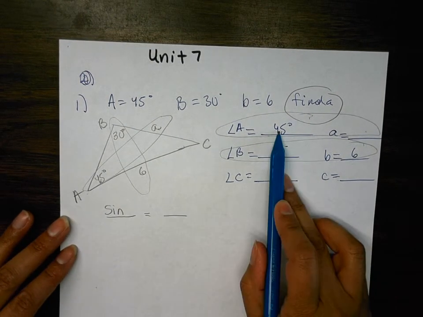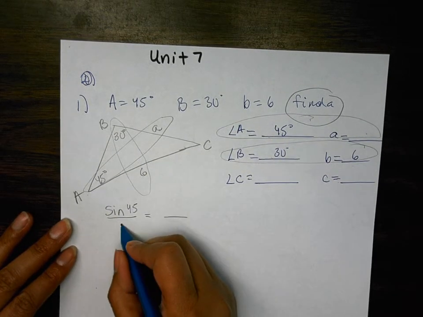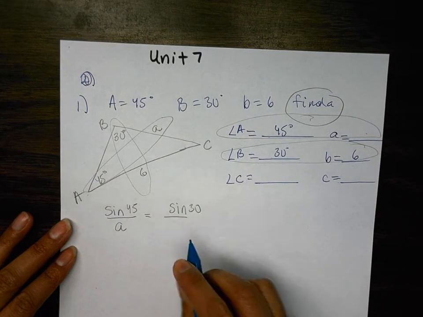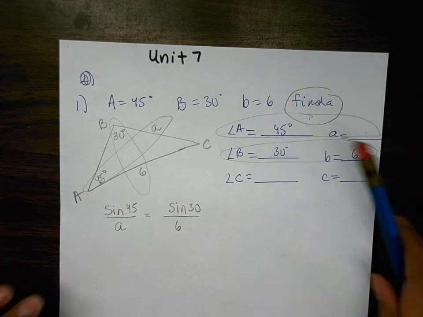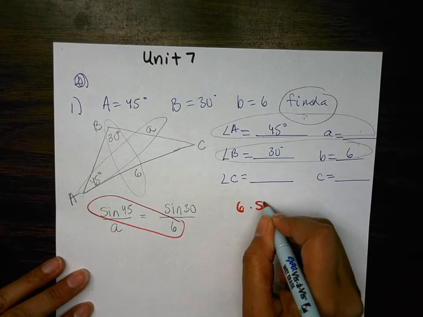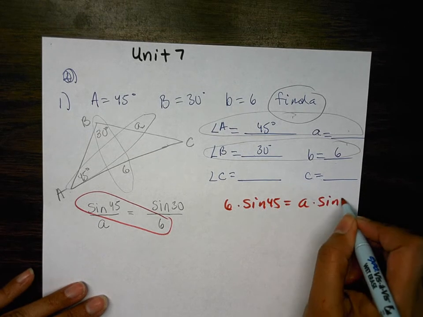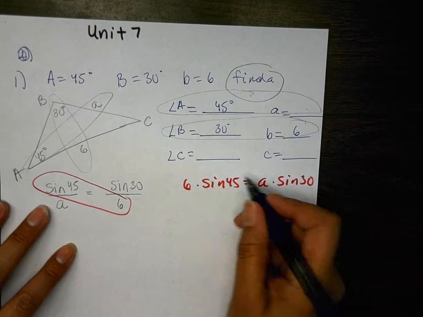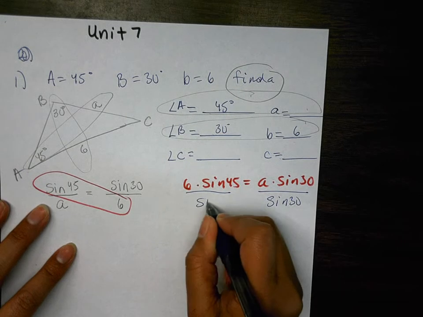So sine of what? 45 over A equals sine of what? 30. Sine of 30 over 6. And you plug it in. Before we plug it in, actually, let's go ahead and solve. Do you agree we're going to cross multiply? 6 times sine of 45 equals A times sine of 30. And what do we do at this point? Divide by sine of 30.